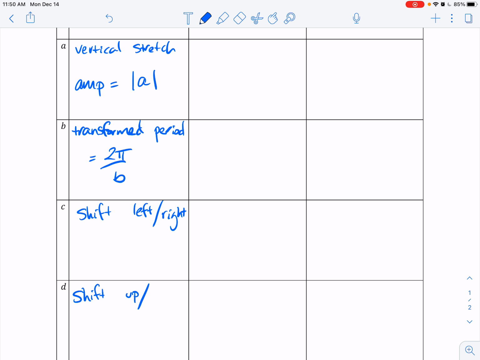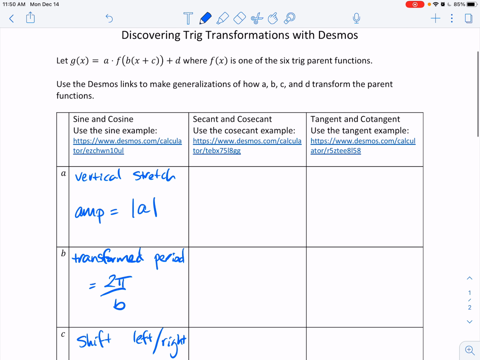I would argue that C and D are pretty easy to understand, what they're doing up and down. It does make it a little more complicated when you deal with pi over 2, and all of a sudden you're shifting it left pi over 6, and then you have to remember how to add and subtract fractions. But practice, practice, practice.